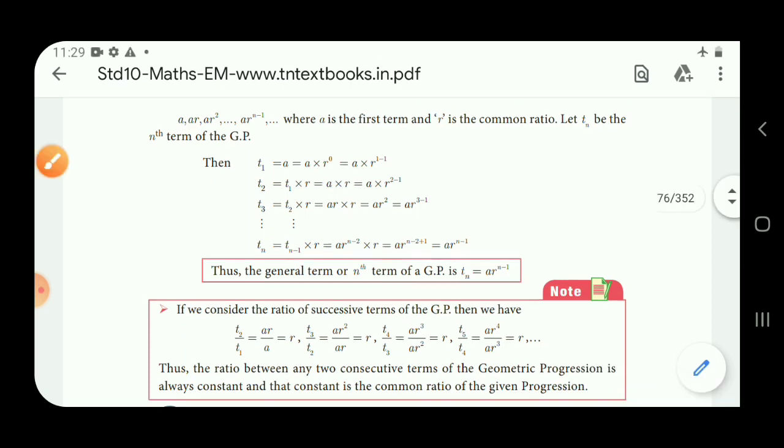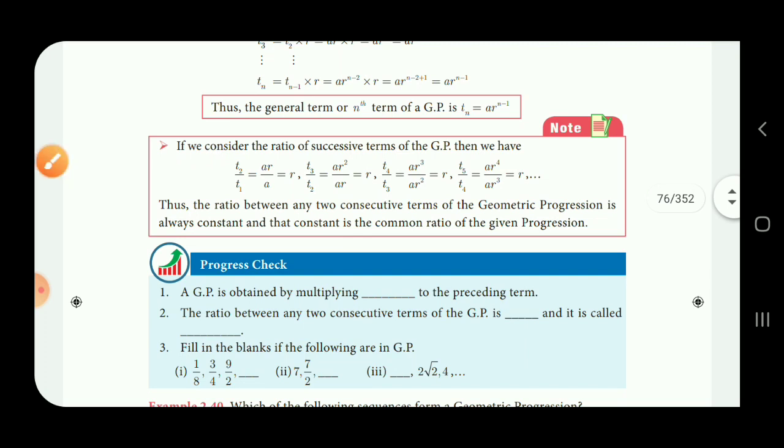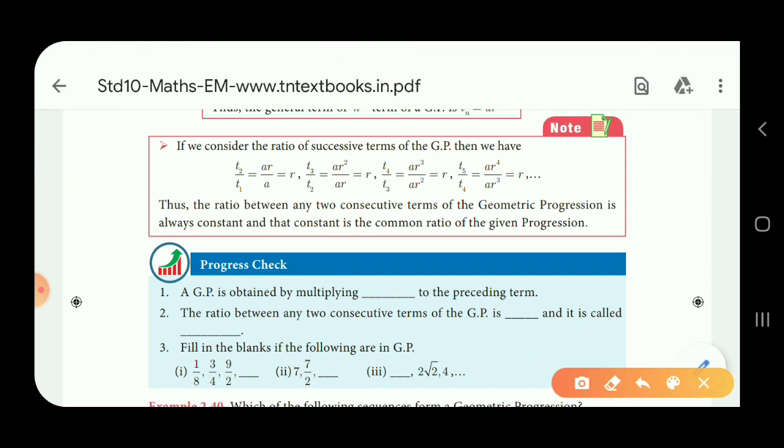Now if we consider the ratio of successive terms of the GP, we have T2 by T1, which is AR by A, that is R. Then T3 by T2, AR square by AR, that is R. T4 by T3, AR cube by AR square, that is R. T5 by T4, AR power 4 by AR cube, also R. Everything divides to R, so that is the common ratio.